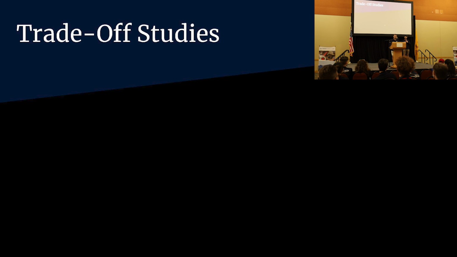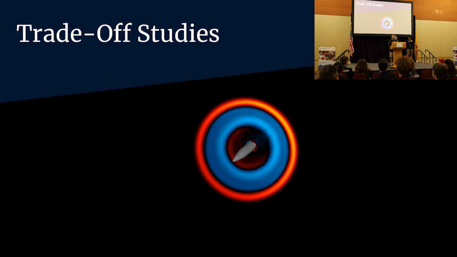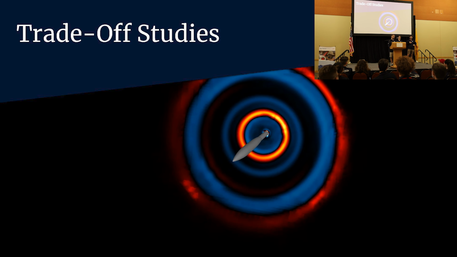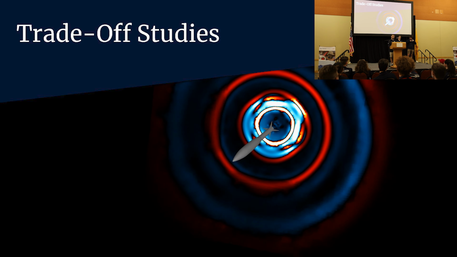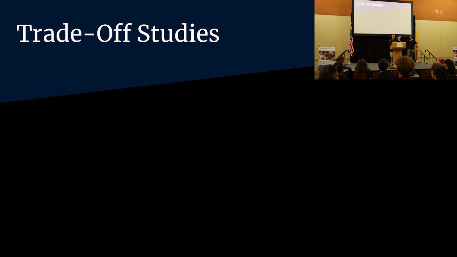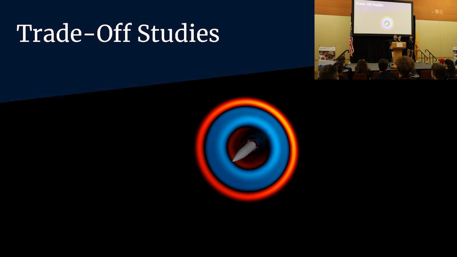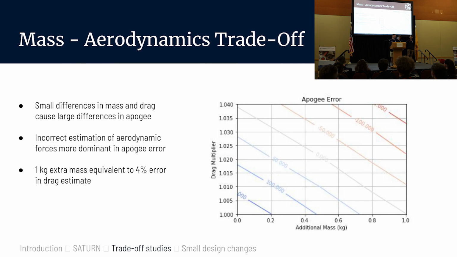So a big part of our goal in this design cycle was to use Saturn as a design tool so that we could put designs through our simulator and really understand how trade-offs affect our design decisions. Starting with the biggest design trade-off that we analysed, the mass aerodynamic trade-off.